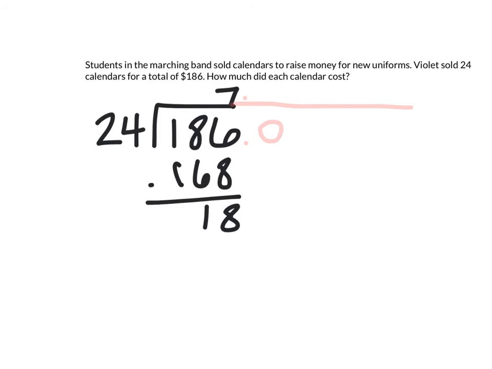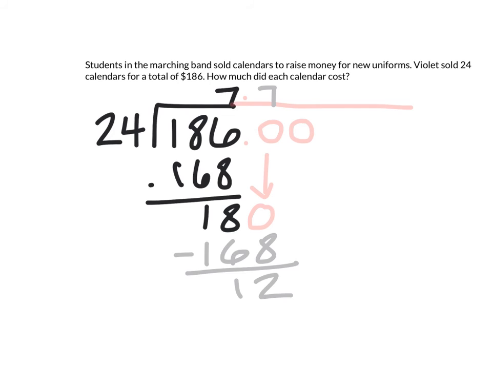Okay? So now I've extended my problem, and I'm going to do one more thing. I'm going to add zeros. I'm going to drop the 0 down to make 180. So now I'm going to try to make groups of 24 in 180. Again, that's going to be 7. 7 times 24 equals 168, and I have 12 left over.